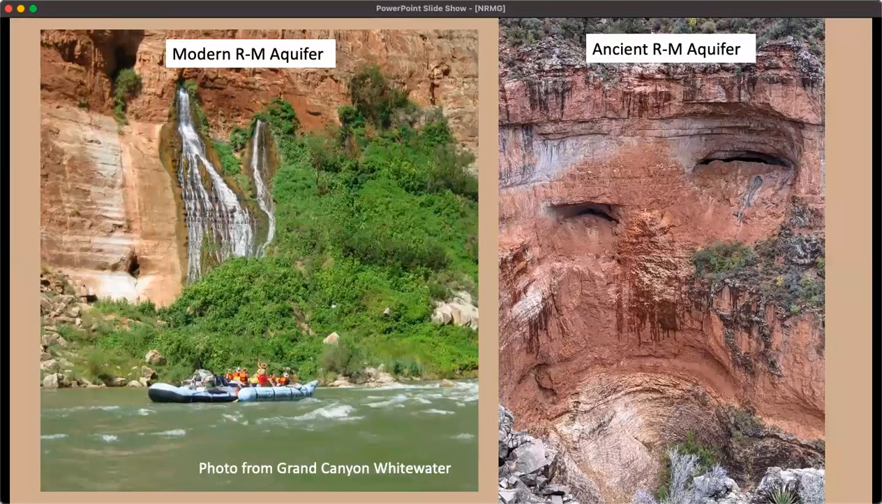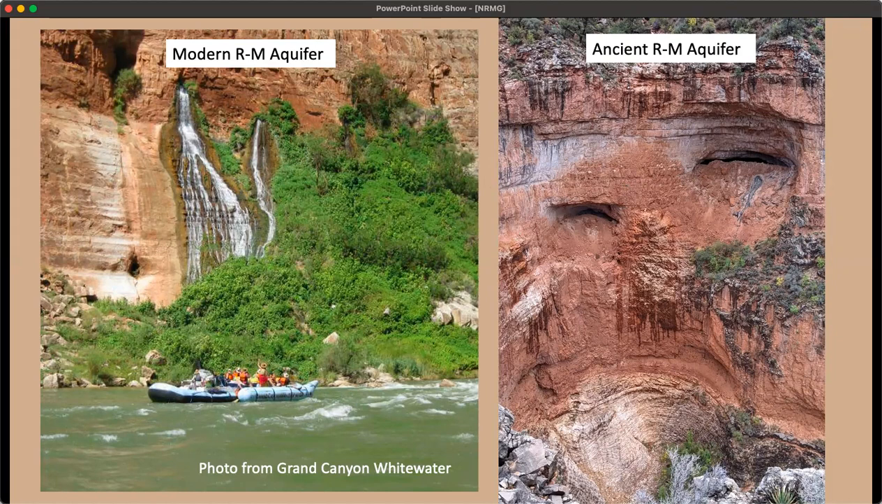So now that we know about the Redwall limestone and the RM aquifer, I want to talk a little bit about fault displacement of the Redwall limestone in Grand Canyon. On the left is a picture of a cave formed in the Redwall limestone that's at the level of the river. And on the right is the Bopper Cave system, a couple entrances to the Bopper Cave system. Although this portion of the Redwall limestone has been juxtaposed 3,000 feet above the Redwall limestone on the left.